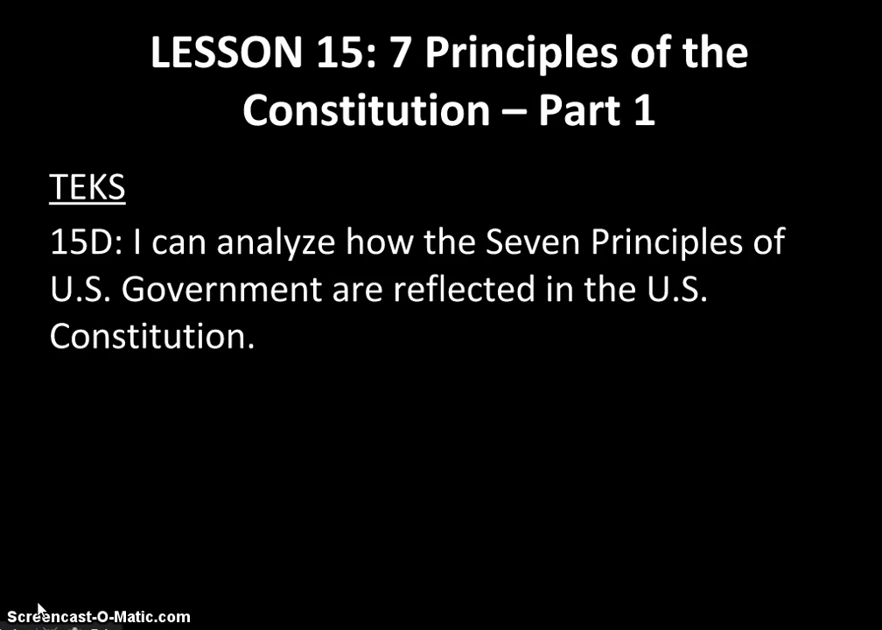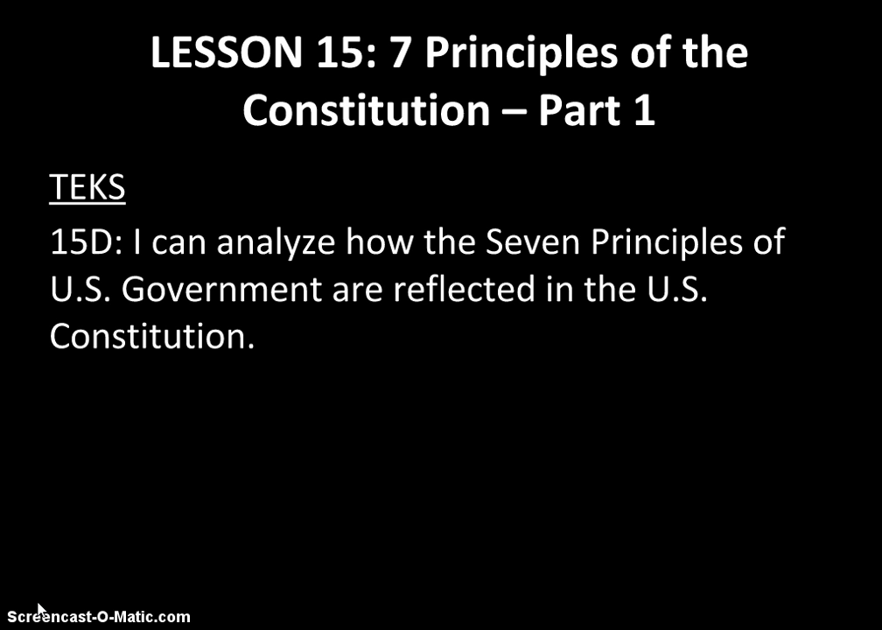In the first part of Unit 4, Lessons 11 through 14, we looked at the history of the Articles of Confederation and the writing of the Constitution. Well, now in this next series of lessons, we're going to look at the Constitution itself, and that starts with Lesson 15, The 7 Principles of the Constitution, Part 1.